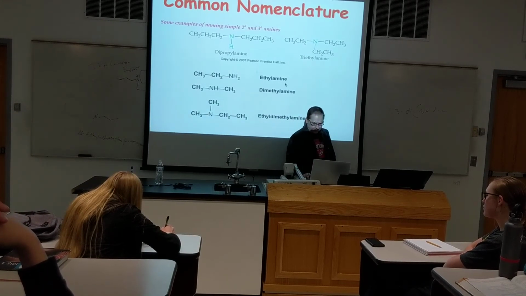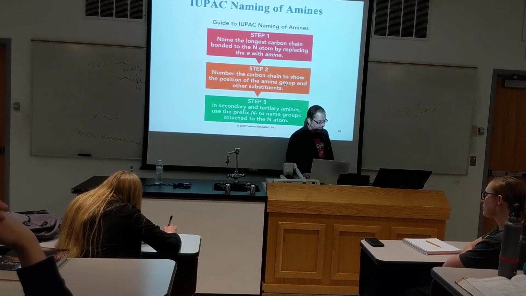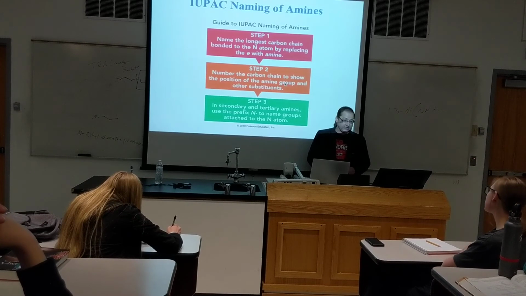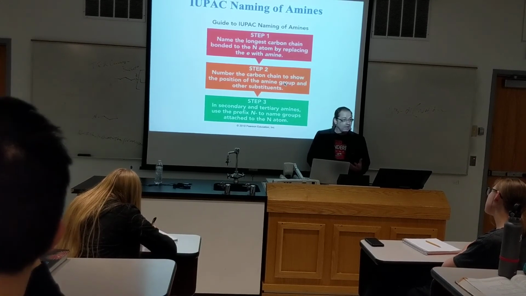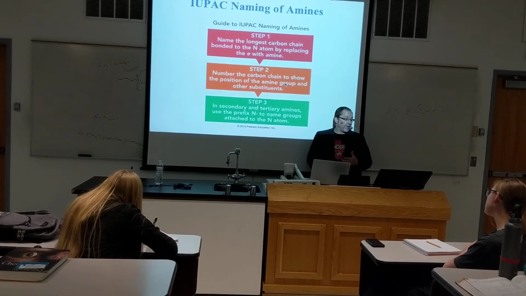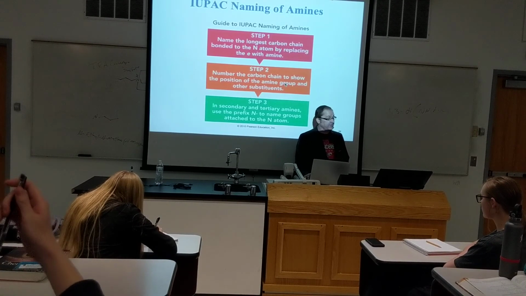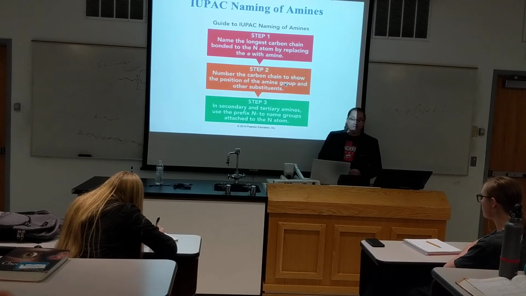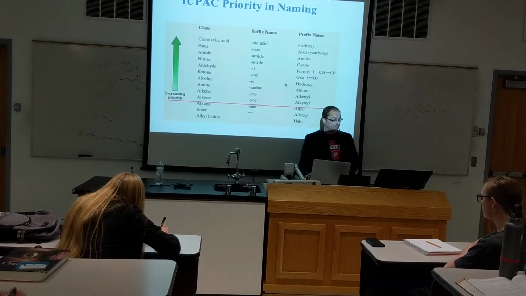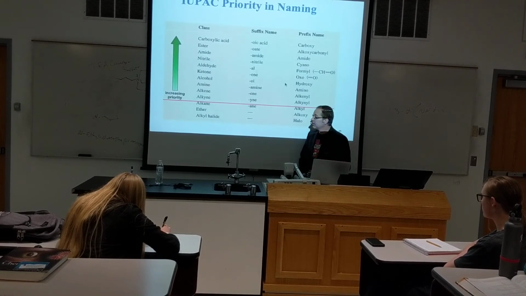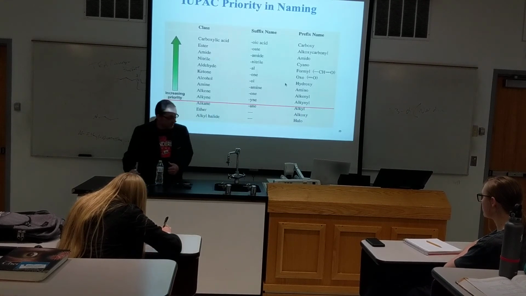How close are we? 4 minutes. So here is a simplified version. Name the longest carbon chain bonded to the nitrogen atom by placing the E of the alkane, like propane, which has an E, with the word amine, propane amine. Number the carbon chain to show the position of the amine group and other substituents if they're there. In secondary and tertiary amines, the prefix N is added to the name so that you can tell where groups are attached to that nitrogen, N-ethyl and propyl. And I've added this for you, and yes, I'm going to get those uploaded.